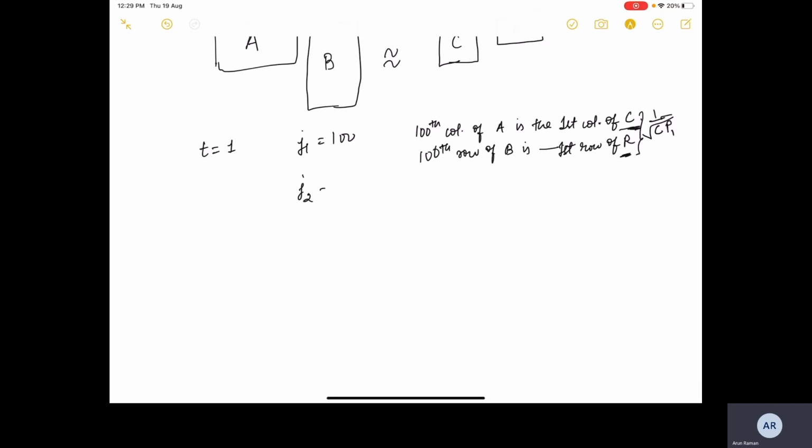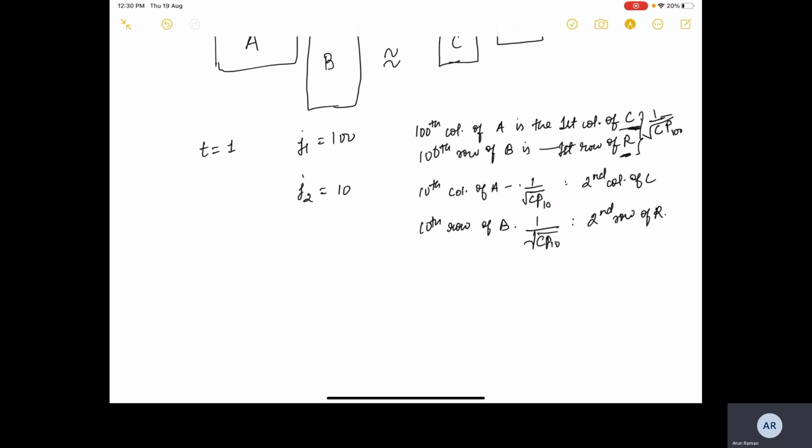In the second step, let's say we get J2 equal to 10. Then we do the same thing. The 10th column of A scaled by 1 by root C P10 becomes the second column of C. Similarly, the 10th row of B, when we scale it by 1 by root C P10, becomes the second row of R. And so on.